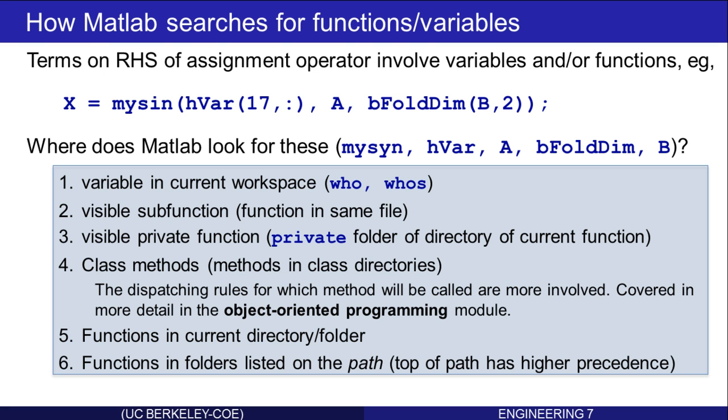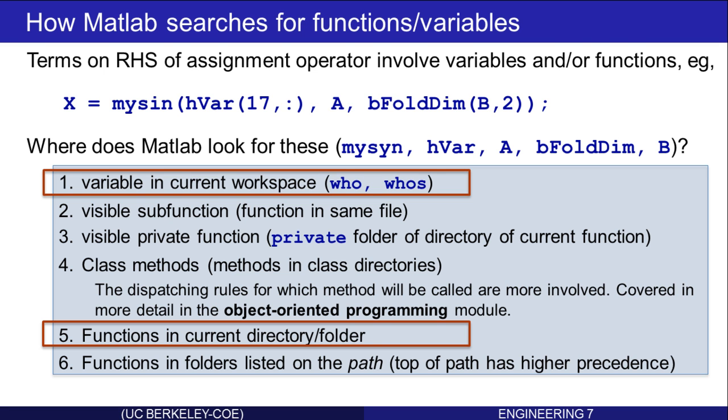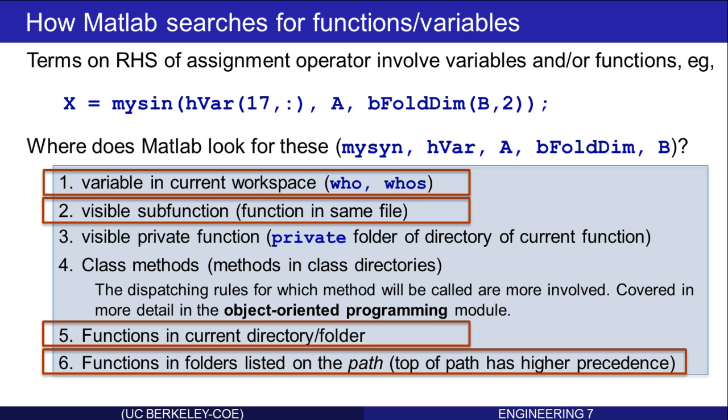Lastly, if it hasn't been found, then MATLAB finally looks for functions in folders that are listed on the path. This path is also called the search path, and it's something you can control. Top of the path has higher precedence. The main message here, relevant to the manner in which you're using MATLAB right now, is that MATLAB searches in 3 places. First, is the item a variable in the current workspace? If not, is it a function in the current directory? And if it's not there, is it a function in a folder listed on the path? Now in this module, we also learned about subfunctions, and that also is a place that MATLAB searches. In fact, quite high on the priority list.